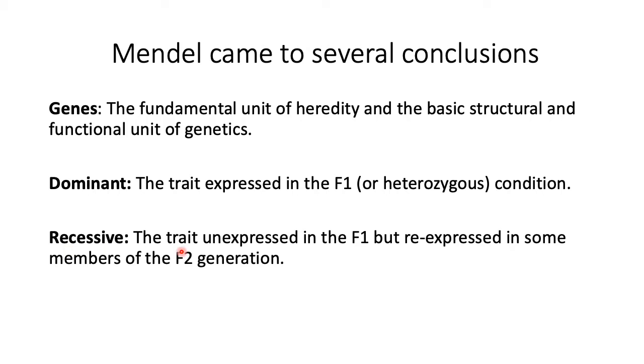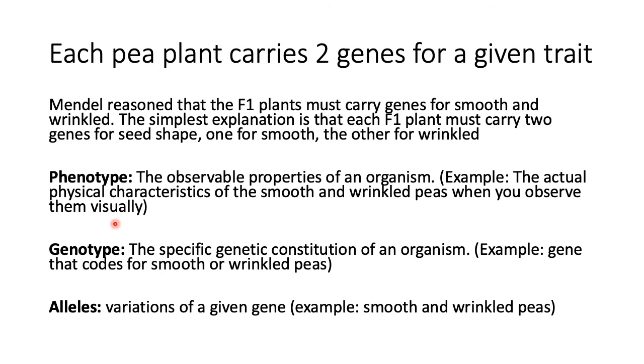And the recessive gene is the one that is not expressed unless the organism inherits two recessive genes, one from the mom and one from the dad. And from this, he also discovered that each pea plant carries two genes for every given trait, one from the mother and one from the father. And then he coined those traits in a specific way.